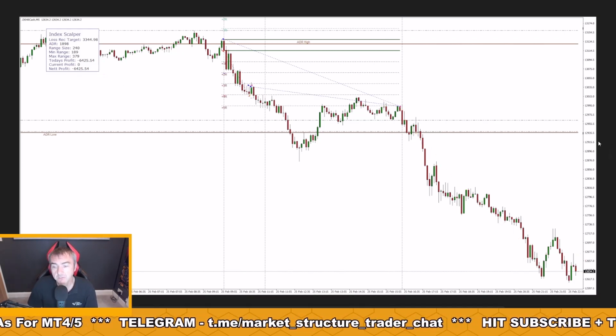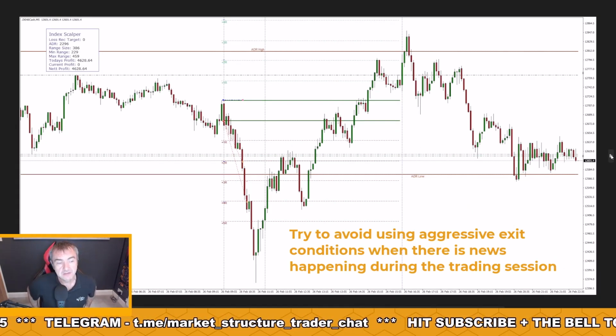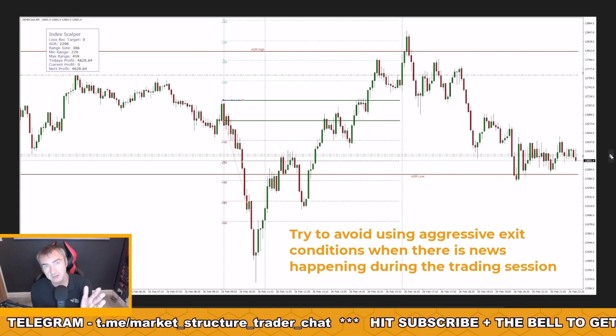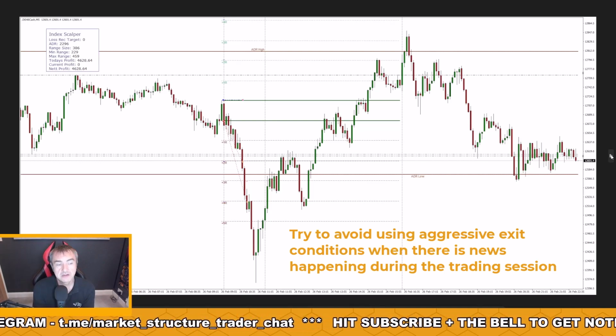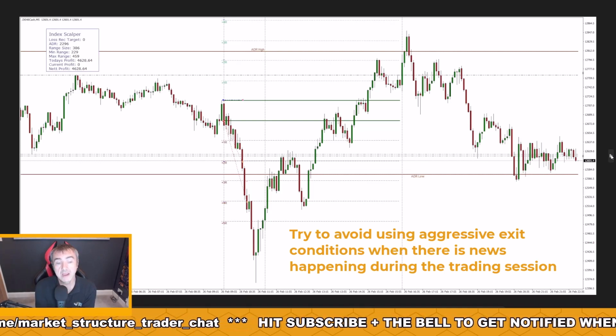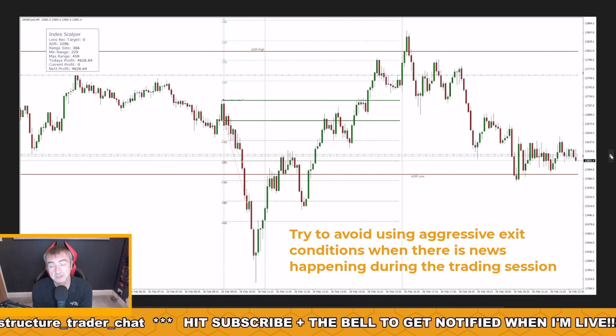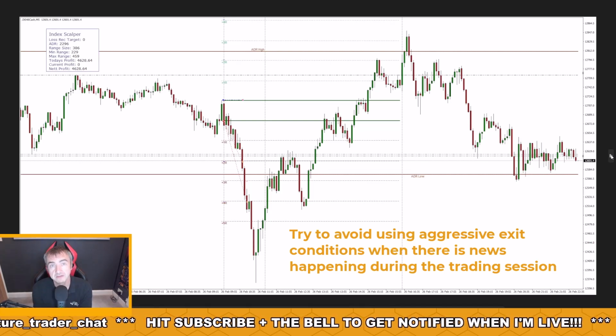So again, play around with these. The aggressive exit is something that gets you into more trouble. But as I said earlier, the days that you get into trouble with those tend to be news days. Okay, so if you're aware of news, there's a good chance that you will probably go, right, I'll shut this and walk away with a loss rather than take the chance on the news.